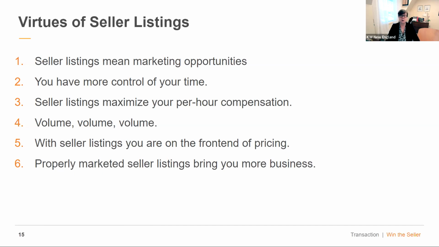Listings maximize your per hour compensation as opposed to working with buyers. And you can do more volume in listings than buyers. And the other thing, this is really good: you're on the forefront of pricing. You're really on the forefront of pricing and it creates a really intimate knowledge of the market. When you get a listing, you're really deep into making sure that it's priced correctly, and properly marketing listings obviously brings more business to you, right?